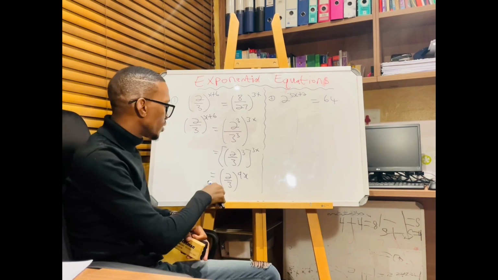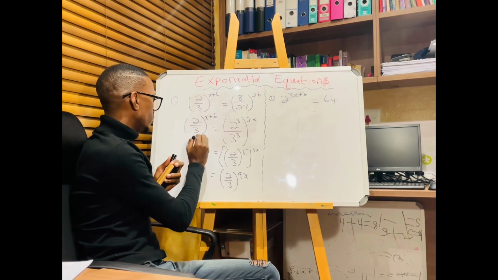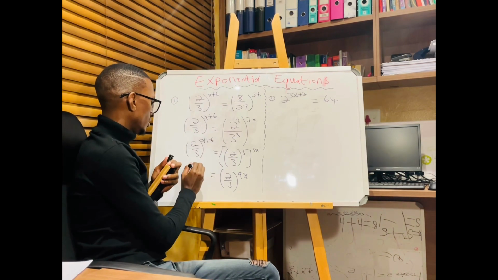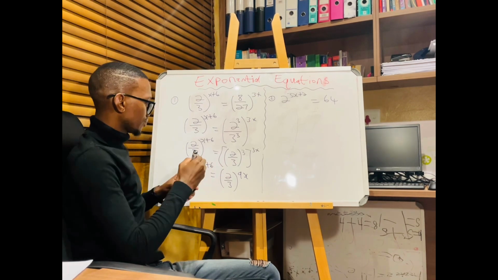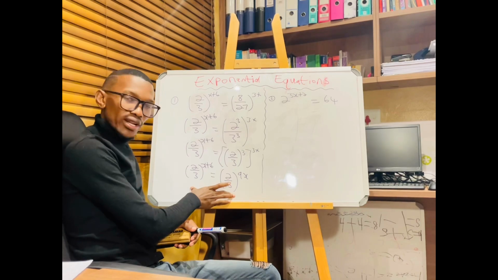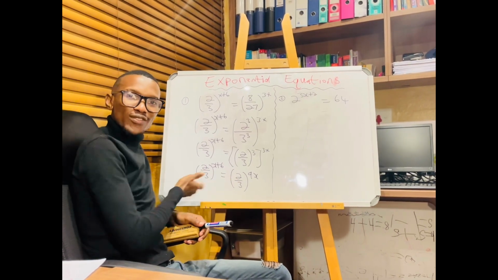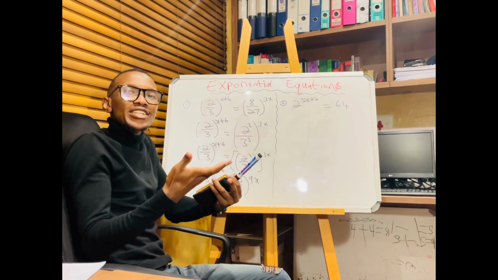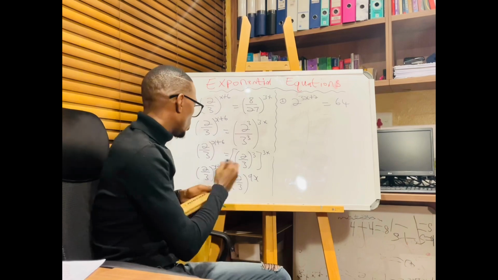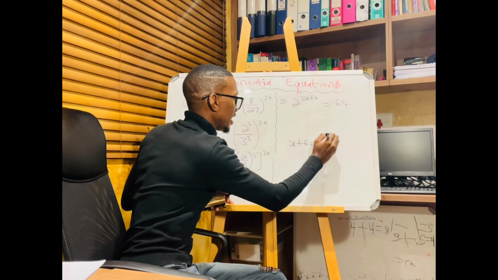What is the goal? The goal is to find the common base. So here I'm still having what? (2/3)^(x+6) and (2/3)^(9x). This is what I'm talking about, guys. So I have common what? Bases. So when I have common bases, what do I do? I'm gonna equate the bases. The bases will disappear. They will get eliminated. So I'm gonna be left with what? With x plus 6 equals 9x.